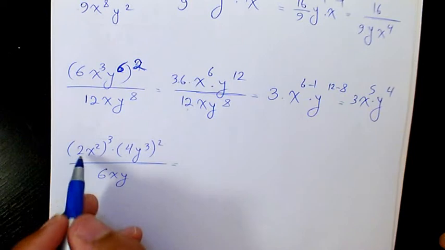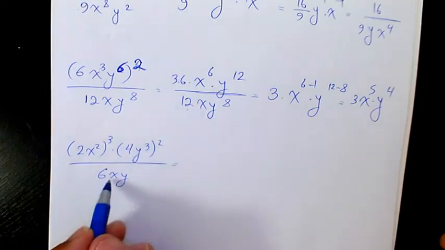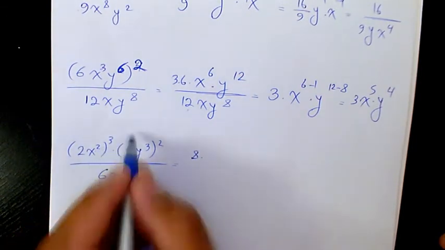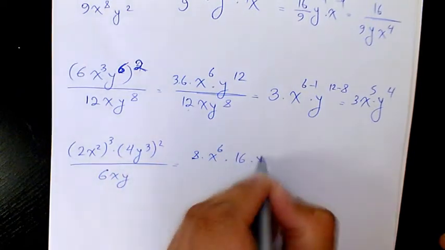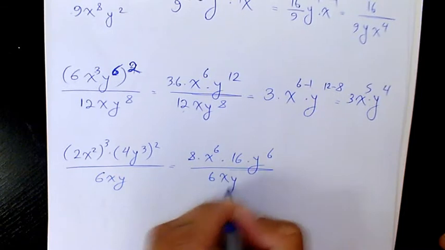Next one. 2x squared to the power of 3 times 4y cubed to the power of 2 divided by 6xy. 2 cubed is going to be 8. X squared to the power of 3 is going to be x to the power of 6. 4 squared, 16. Y to the power of 3 to the power of 2 is going to be y to the power of 6, divided by 6xy.